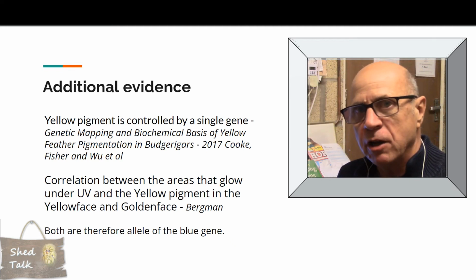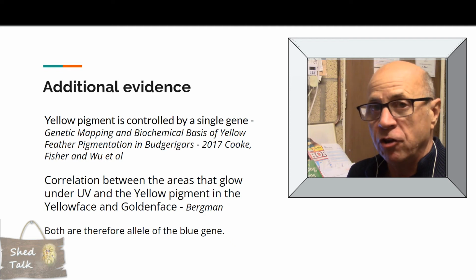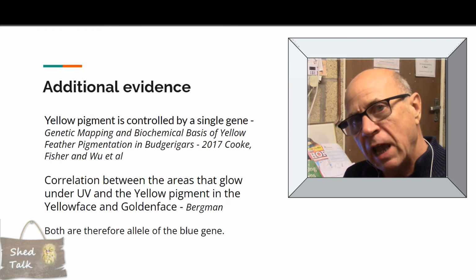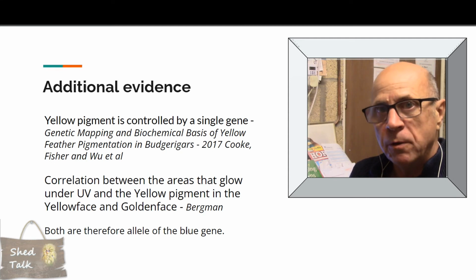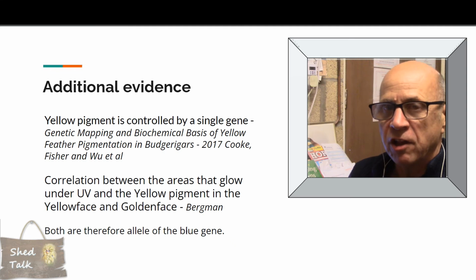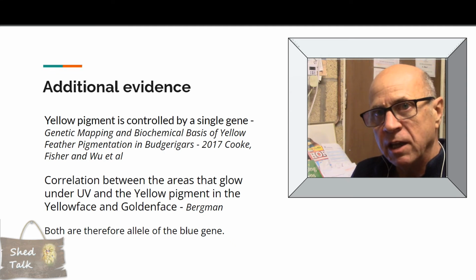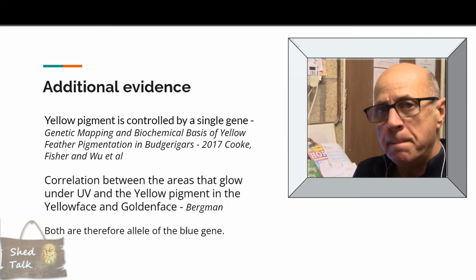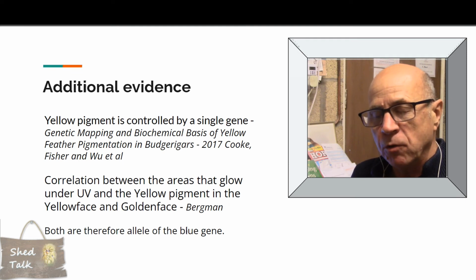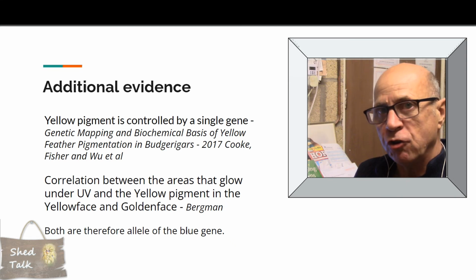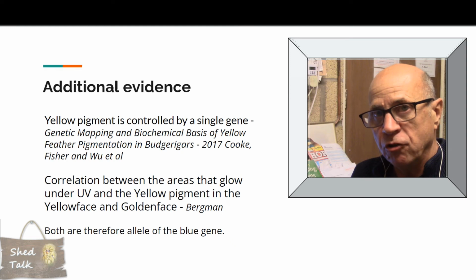So we mentioned that there are some areas of the budgerigar that are fluorescent under UV light. Now, Bergman identified that the areas that are fluorescent under UV light are the same areas that continue to show up on the Yellowface and the Goldenface. And he suggests that there's some correlation between the way the yellow pigment that reacts to UV light is produced and the mutation we see in the Goldenface and the Yellowface Mutant 2. What he's suggesting is that the protein that produces that UV reflective pigment is the same protein that's being produced by the Yellowface Mutant 2 and the Goldenface.